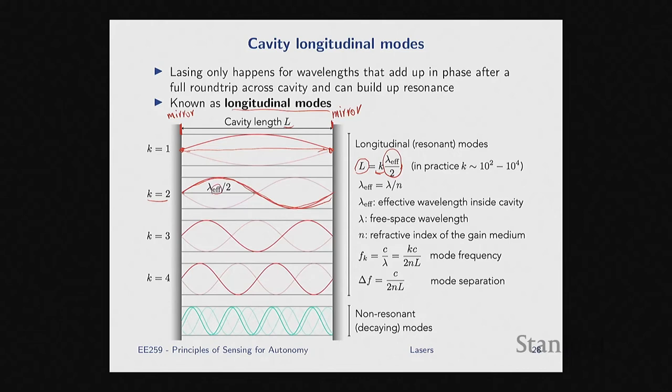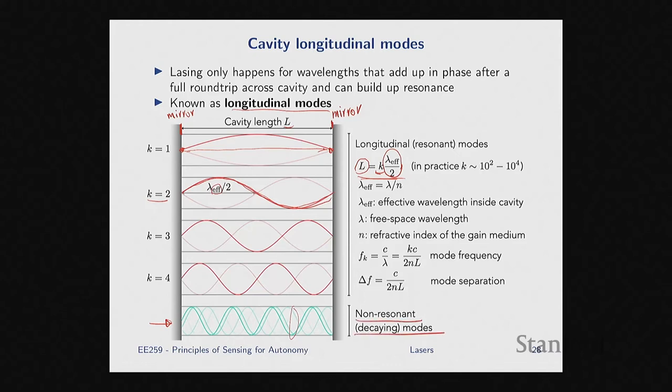But before that, look at all the ones down below. So if this condition is not met, this one is one example in green shown here. As this wave travels back and forth between the two mirrors, it does not add in phase with itself. So it eventually just decays and cancels out, because all these random phases that get added up at each point just average to zero. So a mode that does not meet this resonance condition cannot lase, essentially. It just becomes a non-resonant or a decaying mode.